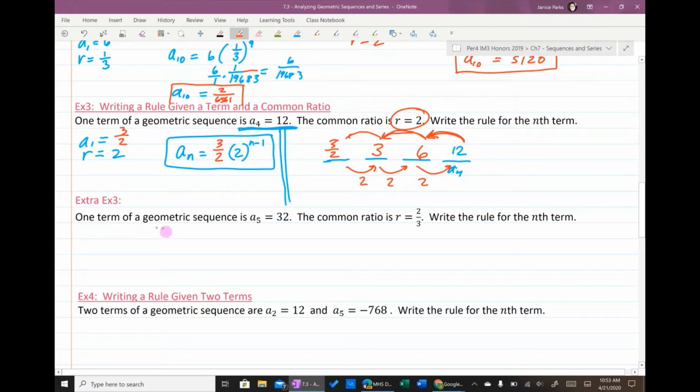Try extra example 3. And then I'll stop the video at this point and we'll do a separate one to do the rest of these notes.